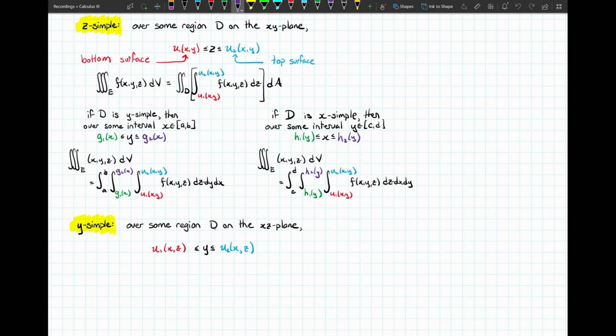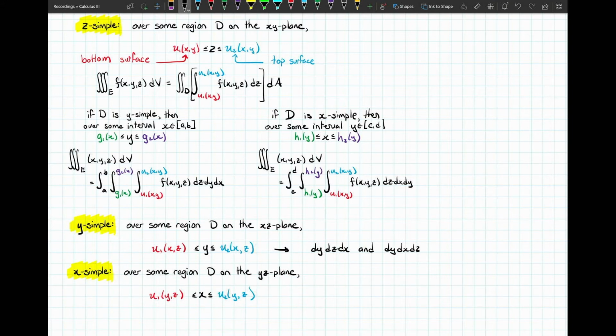Now, a y simple region in R3 is very similar to a z simple region in R3. Over some region D, this time on the xz plane, y will always range from a function u1 in terms of x and z to a function u2 in terms of x and z. Those are two surfaces given in the form of y equals a function of x and z. Now, that region D on the xz plane could either be z simple or x simple, and that will give us two different orders. We could potentially have dy dz dx or dy dx dz. We'll first have to decide that this region is y simple, and then look at the xz plane and see whether or not that two-dimensional region is z simple or x simple.